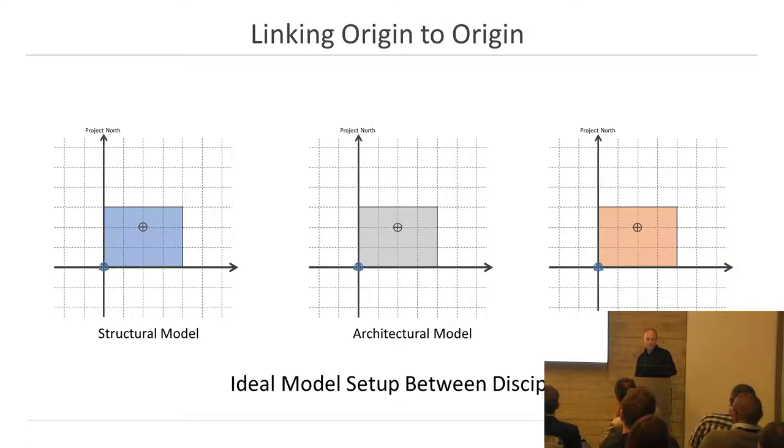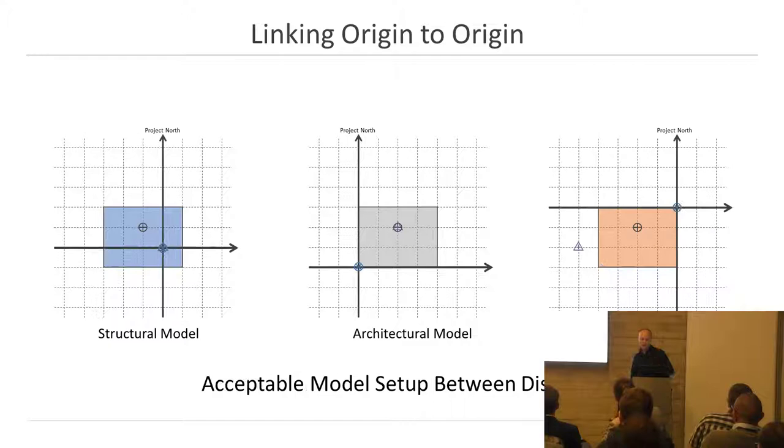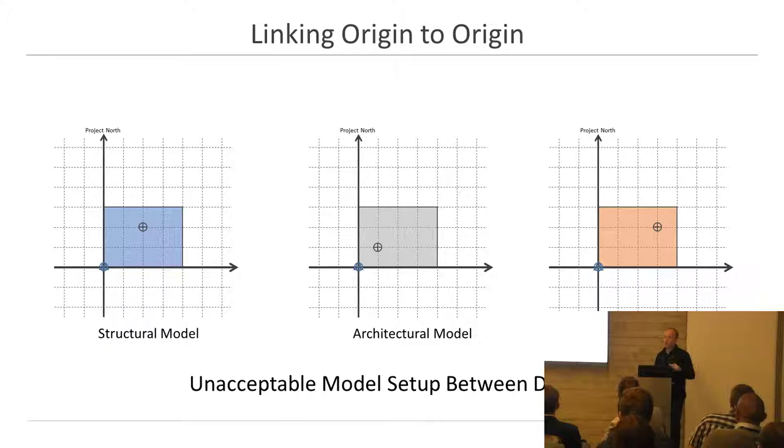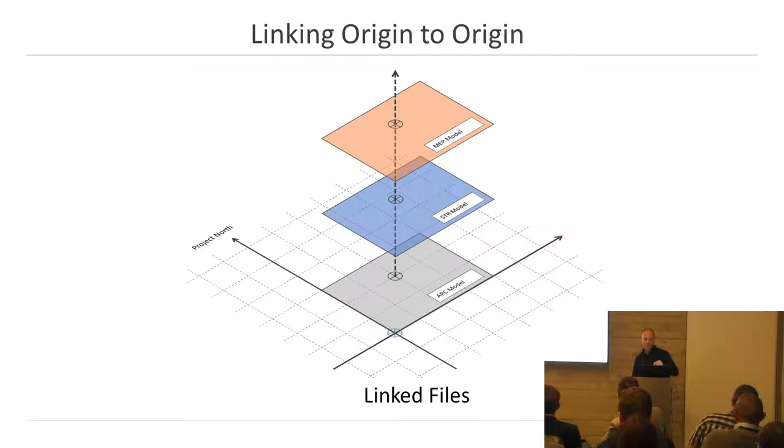So here we've got the ideal model setup between our three primary disciplines, where we have our project base point in the same place, our survey point in the same place, and all three models are orientated around our Revit origin in exactly the same place. So that's our ideal scenario. An acceptable scenario would also be to have the survey points and the project base points in different places, so long as that origin point is identical on each model. What's not acceptable is to have your origin point in different places. That makes life very difficult later on. If you start this right, life's easy. If you don't, it becomes much more complicated. What we can then do is take those three files and, using linking origin to origin, those three files will drop in exactly the same place within each of the Revit files.